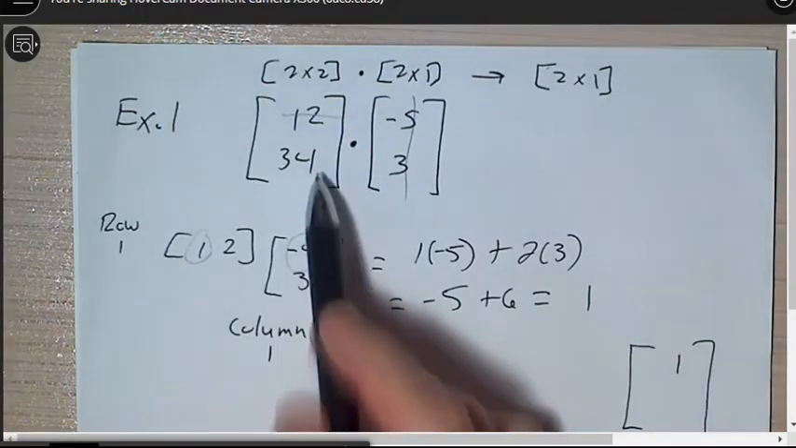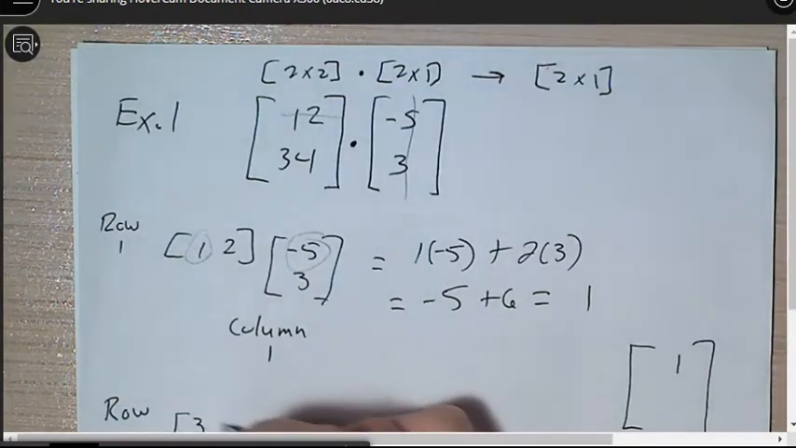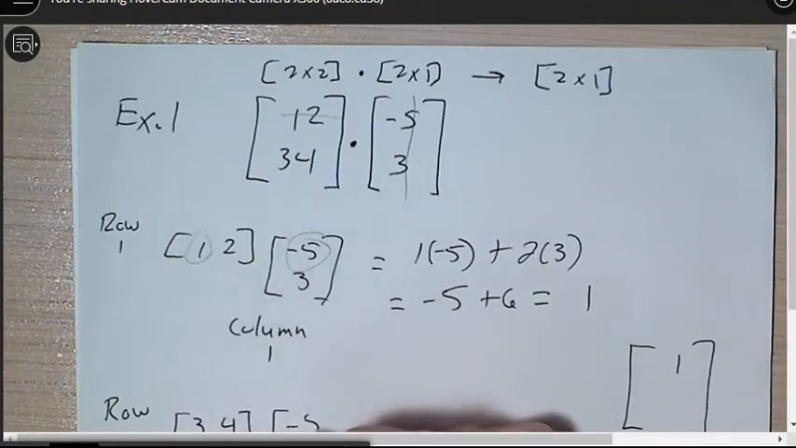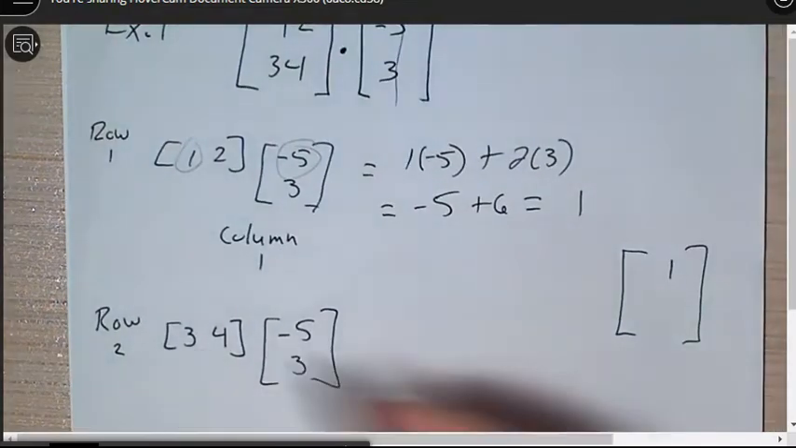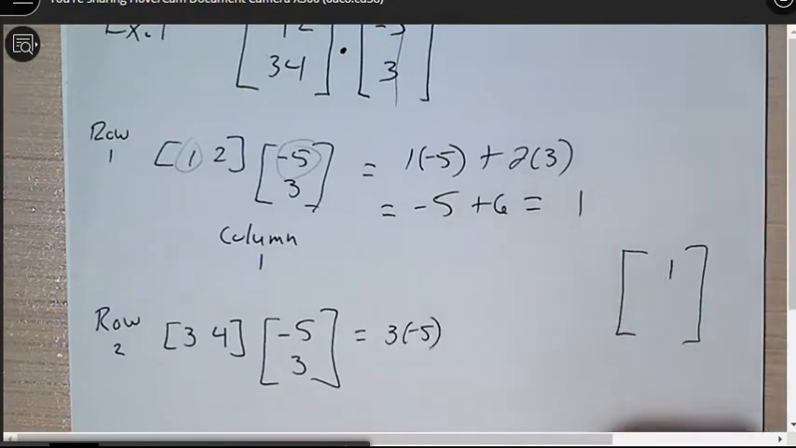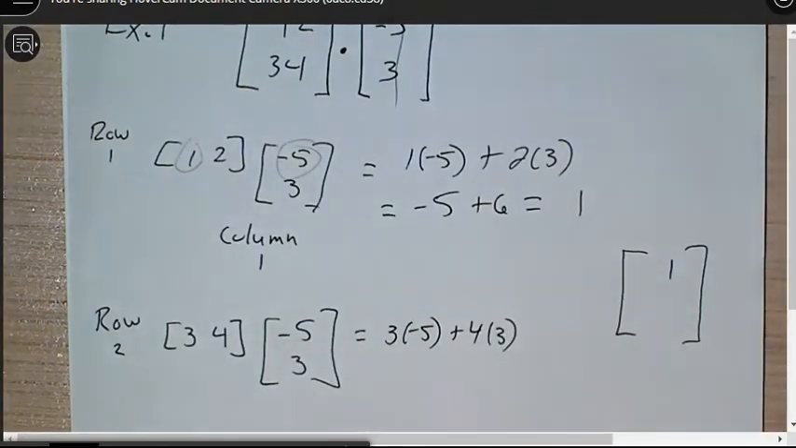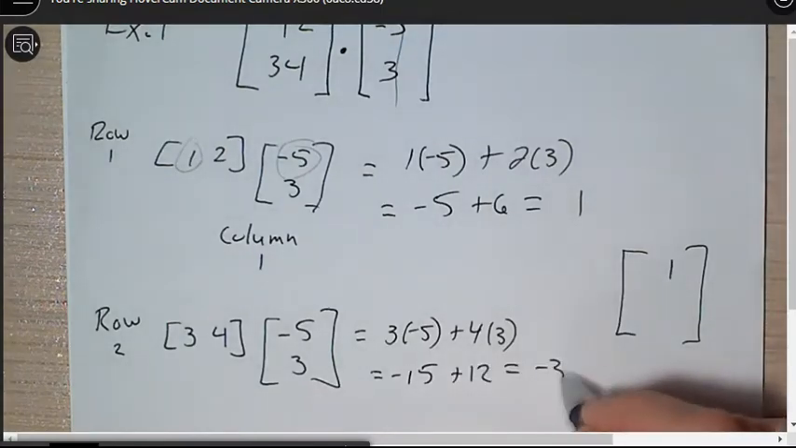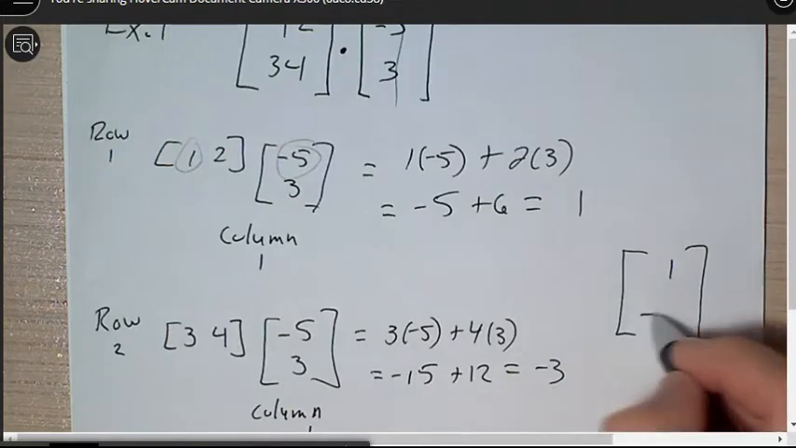Then when we take the second row and multiply it by the next column, that gets us the next answer. So it's 3 times -5, and then we add that to 4 times 3. So it's -15 plus 12, which is -3, and that was row 2 and column 1. So basically the same thing, and that puts us in the same spot.